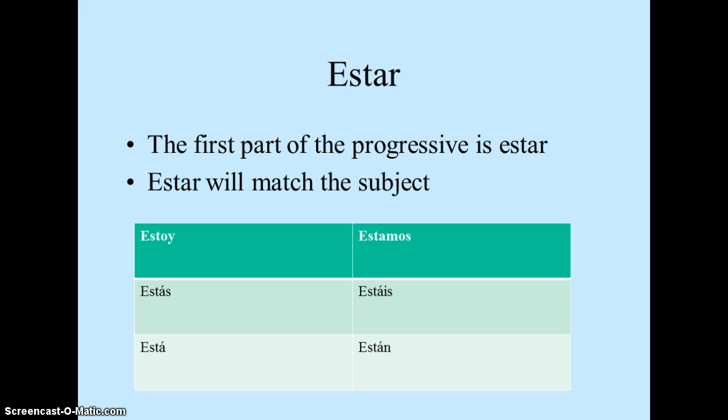The first part of the progressive is estar, which is our verb that means to be. Estar will match the subject. So if it's I am doing something, we're going to use estoy. Tú estás. Él, ella, usted está. Nosotros estamos. Vosotros estáis. And ustedes, ellos están.